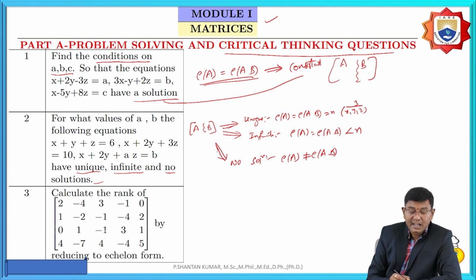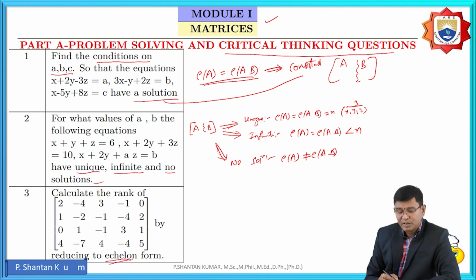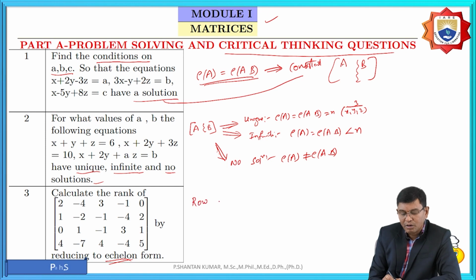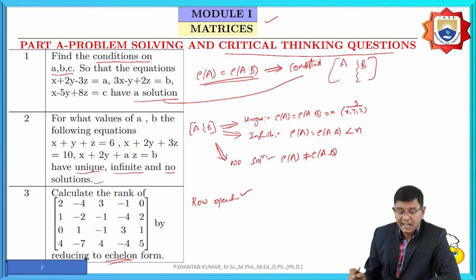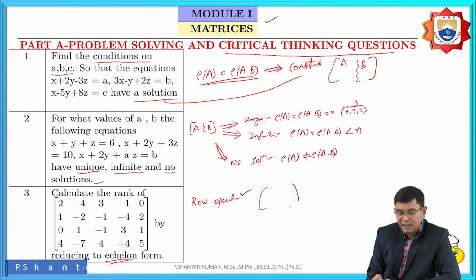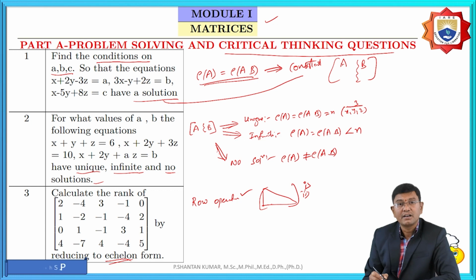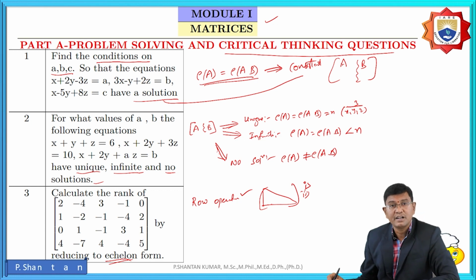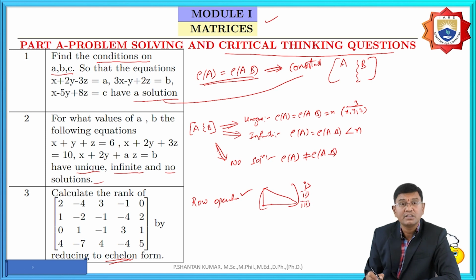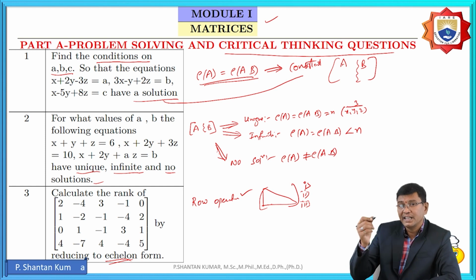And next one, calculate the rank of the matrix using echelon form. Under the echelon form, we apply only row operations and should not apply any column operations. Echelon form is nothing but an upper triangular matrix. The first condition: any zero rows should be put at the bottom. Second, the first non-zero element can be one or any non-zero number. Third, the number of leading zeros before the first non-zero number increases from top to bottom, that is, decreasing order from bottom to top.